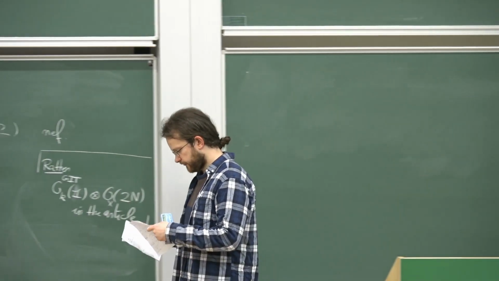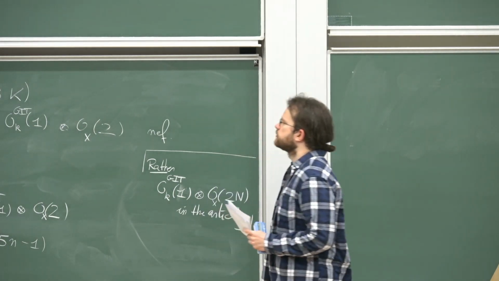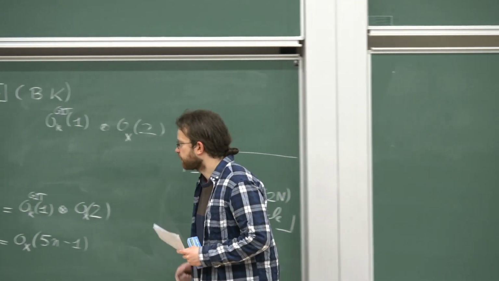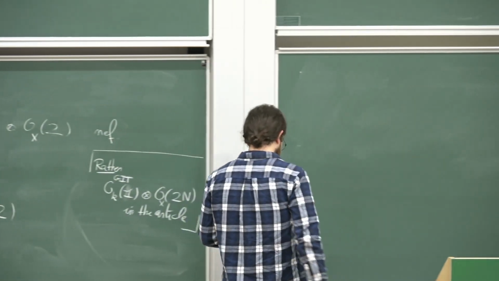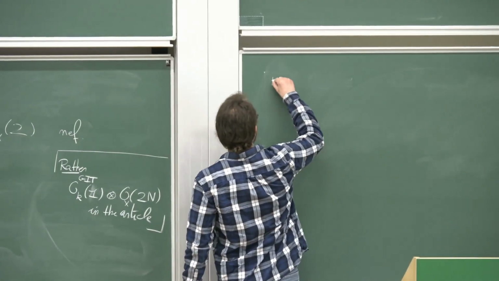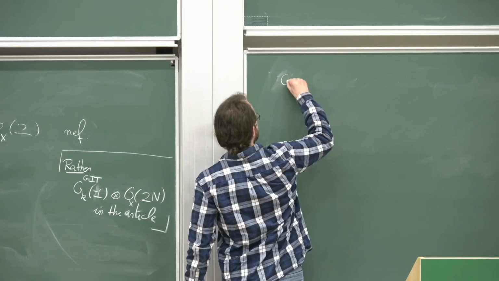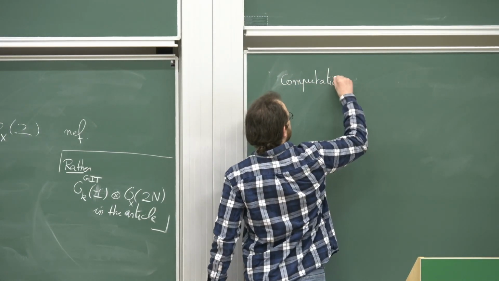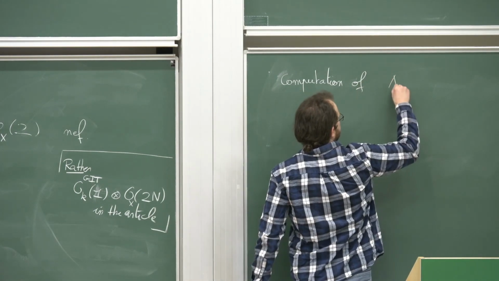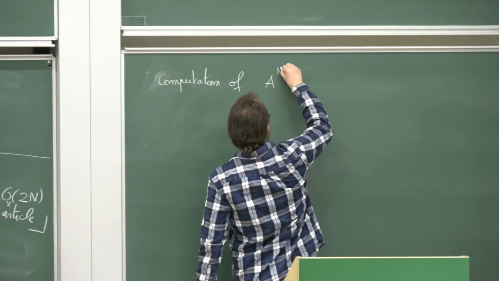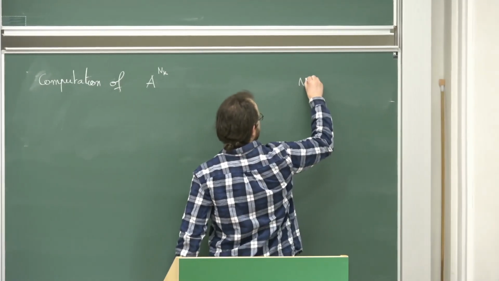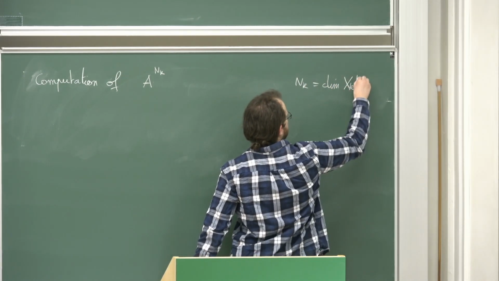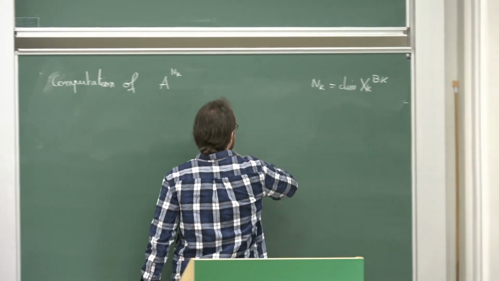Okay. And so in the last 15 minutes, I will write down how you end the proof. So computation of this number. So A to the top power, n_k here is the dimension of the space X_k B_k.